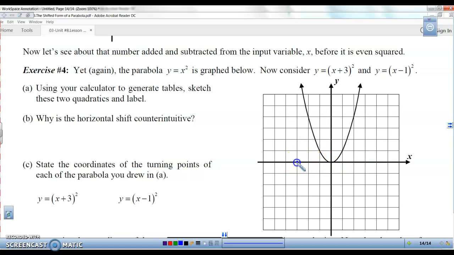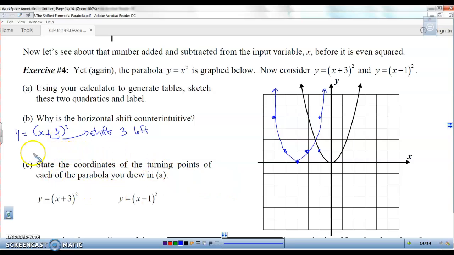1, 2, 3 ends up over here. This point, 1, 2, 3. This point, 1, 2, 3. This point, 1, 2, 3. And this point, 1, 2, 3. Okay, so there we go. Y equals x plus 3 quantity squared. So when it's y equals x plus 3 squared, it's counterintuitive because it shifts 3 to the left, and we should expect it to go to the right if it's plus 3.